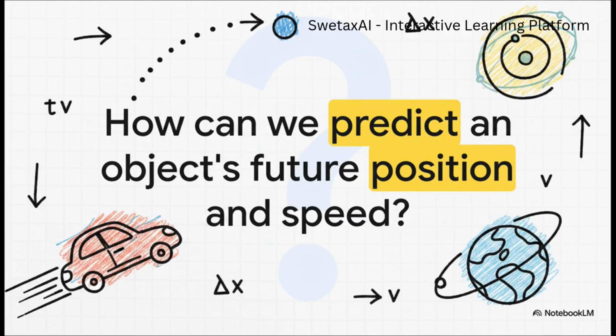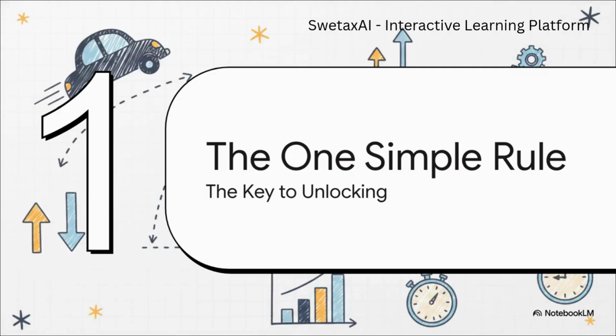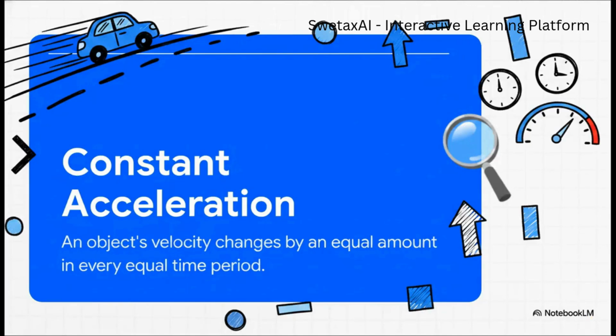It's just pure physics. Okay, so the entire system we're about to build, every single equation we're about to figure out, it all hinges on one single really powerful assumption. You could call it the master key that unlocks everything else. And that one simple rule, it's called constant acceleration. And really, it's as simple as it sounds.